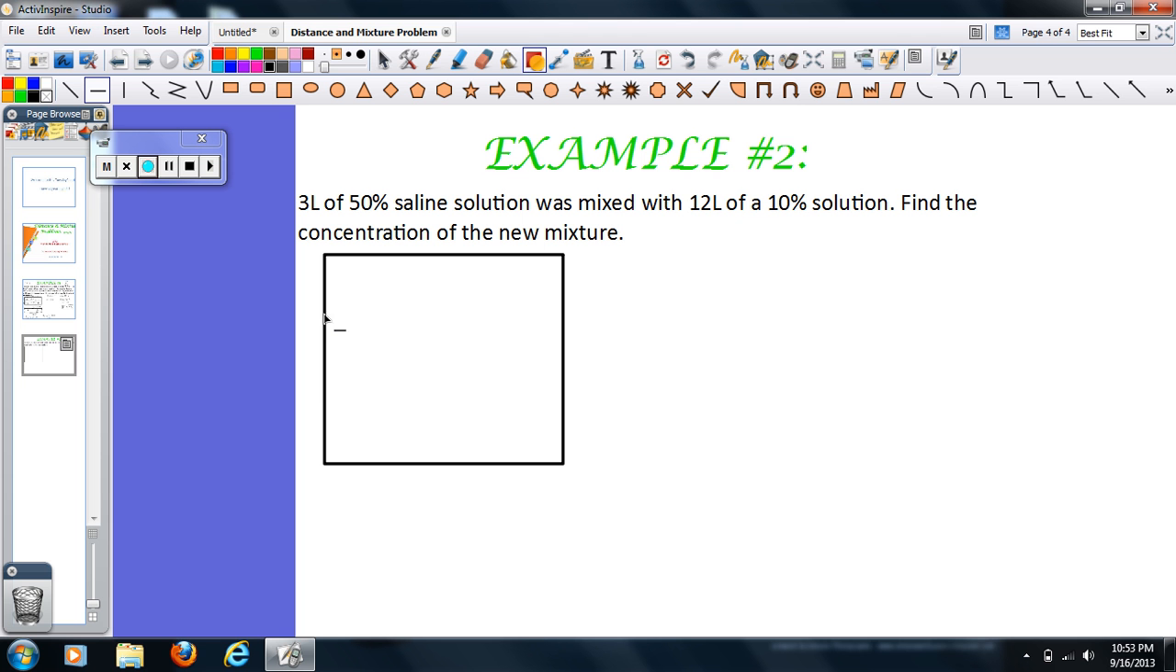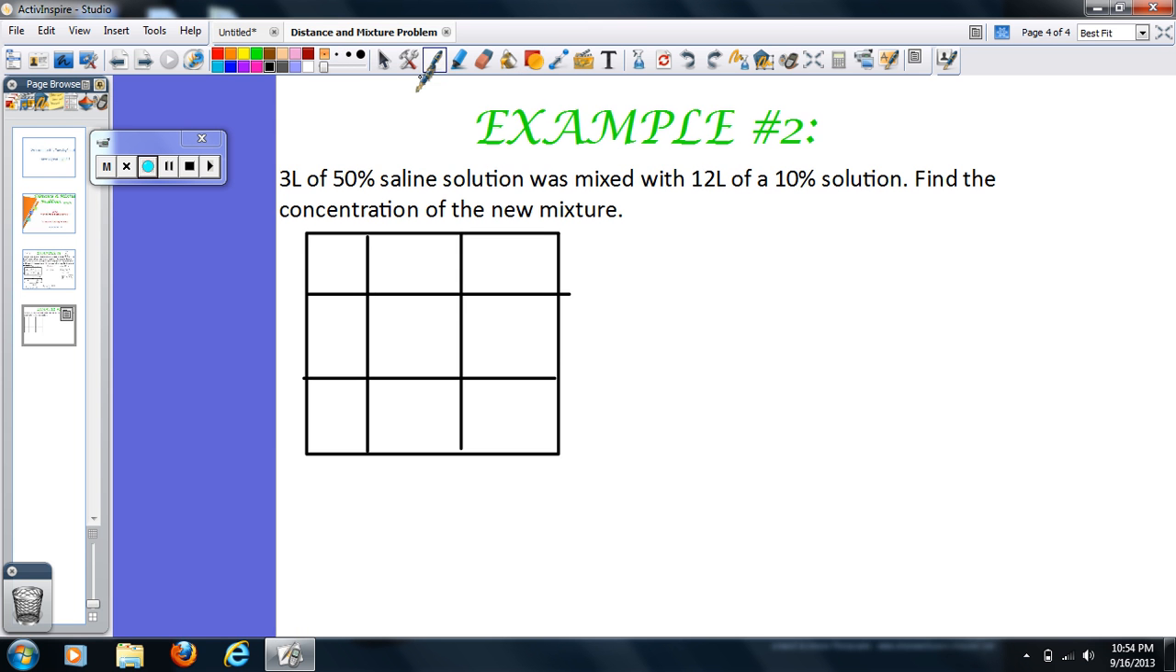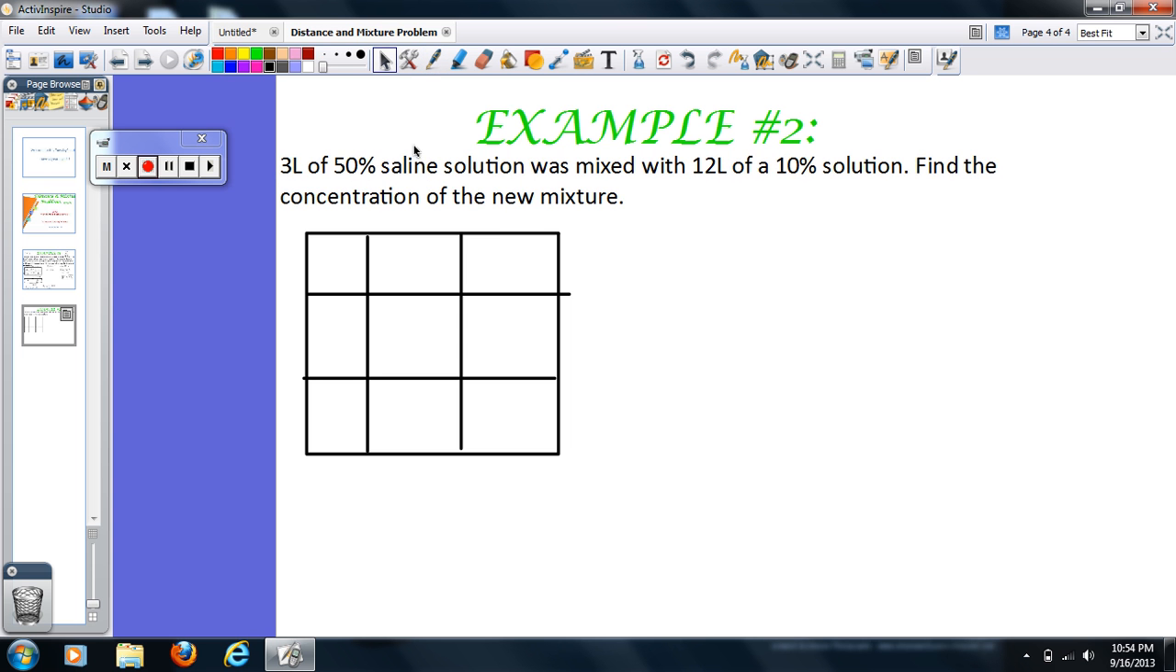When we do this, you're going to have 3 rows, and you're going to have 3 columns this time. The first one is going to be the amount of whatever you're working with. This is going to be your percentage, and this is going to be the amount of.